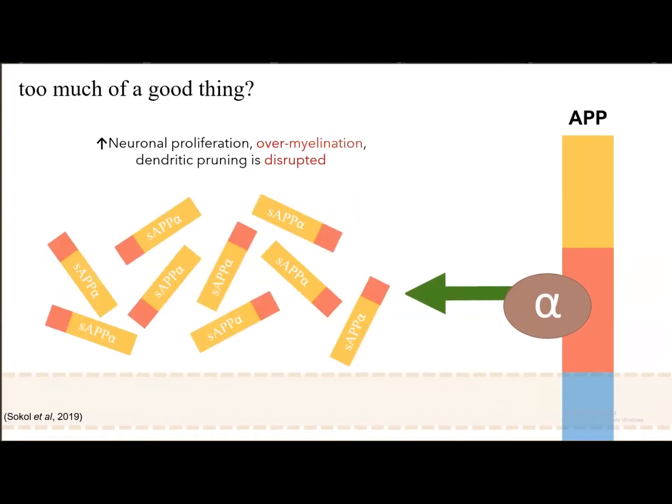What happens when you have too much of this? Well, all those things still occur, but at an exaggerated level. And why is that a bad thing?